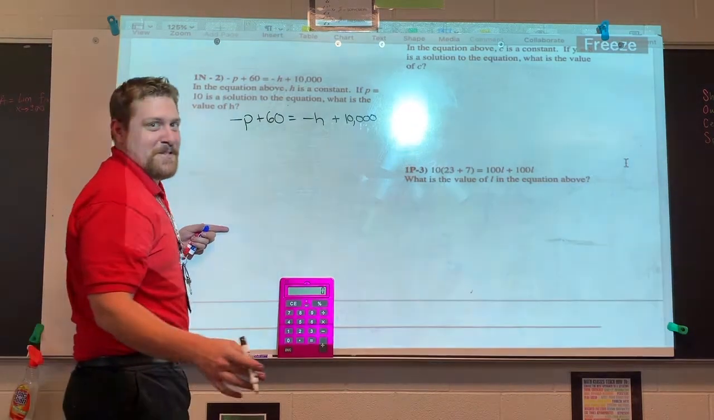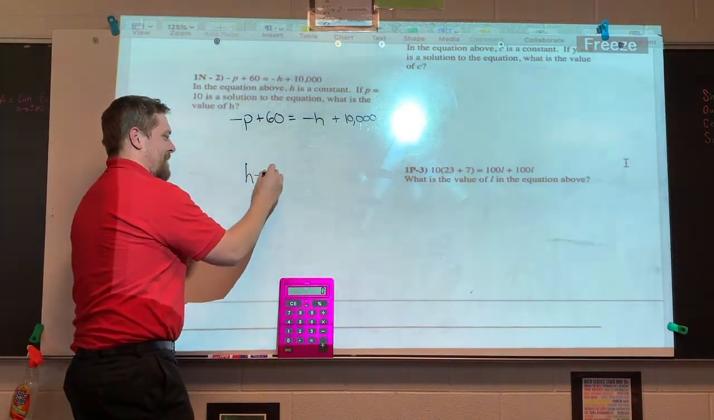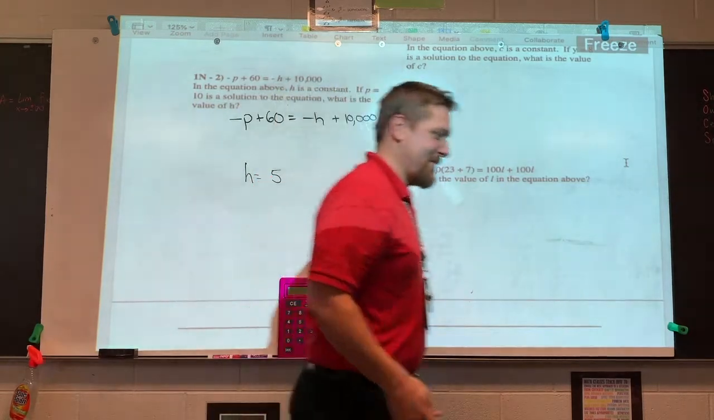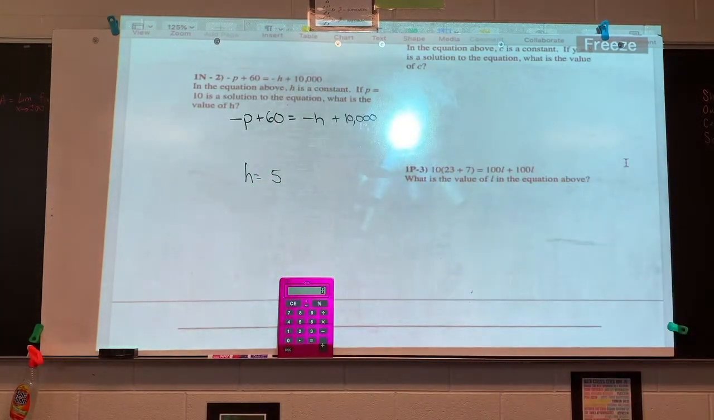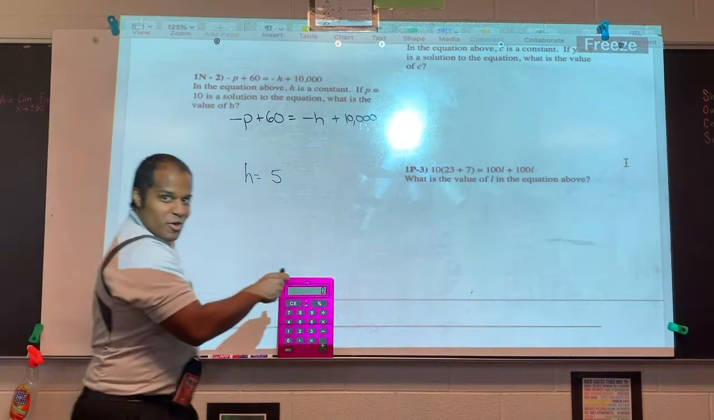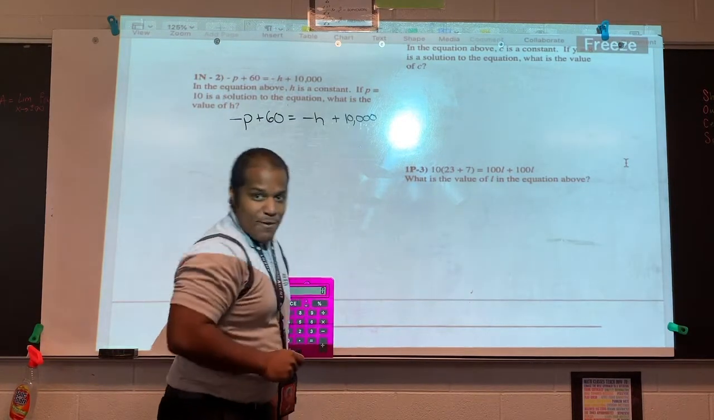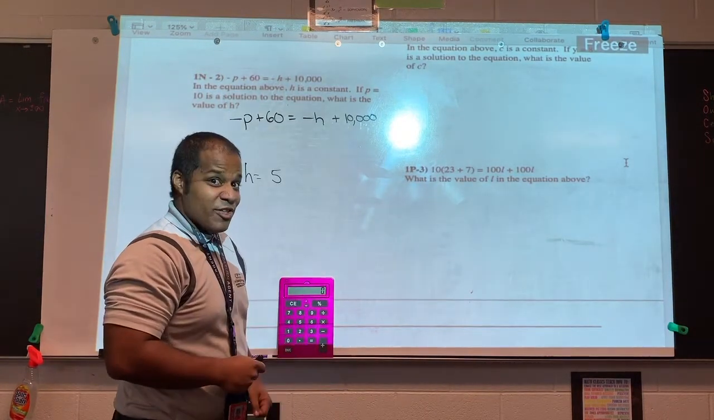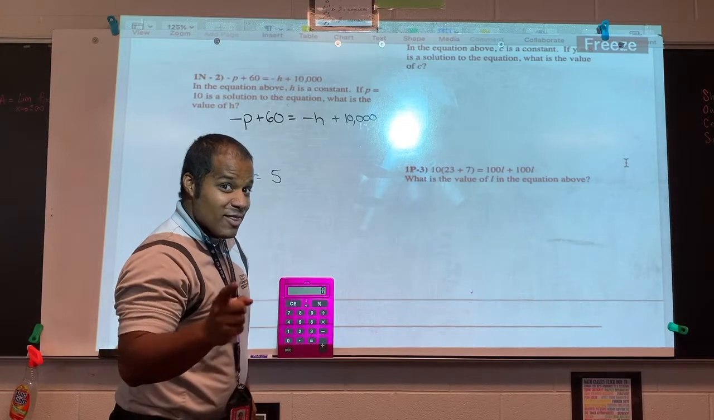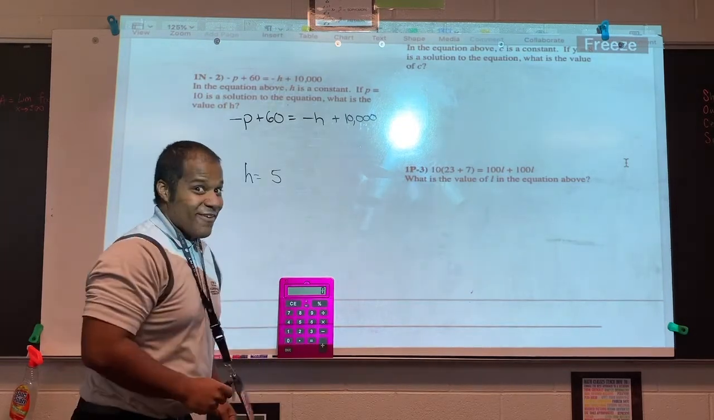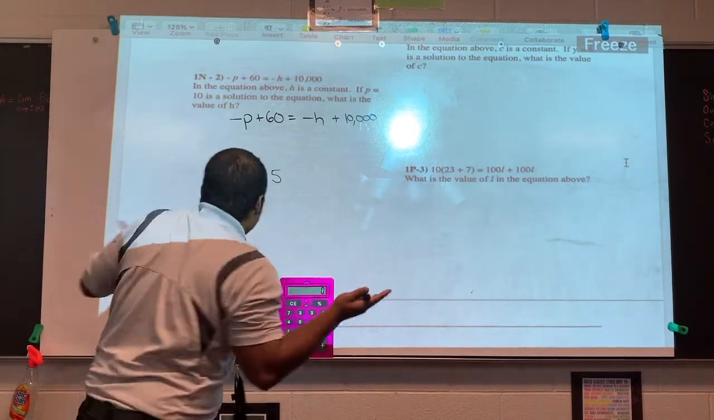All right, guys, this is how we're going to solve the problem. H equals 5. Good job. That's not really how it went down. And that's probably wrong. A lot of people try guessing like this, and unfortunately, that's not how you get points. Let's work through this problem and actually figure out what's going on here.